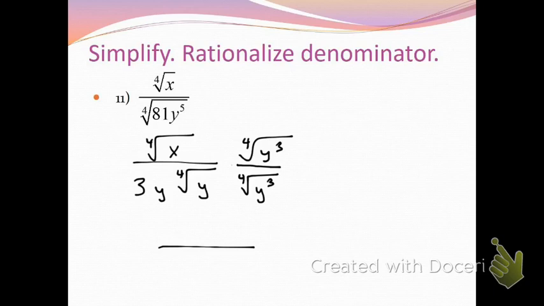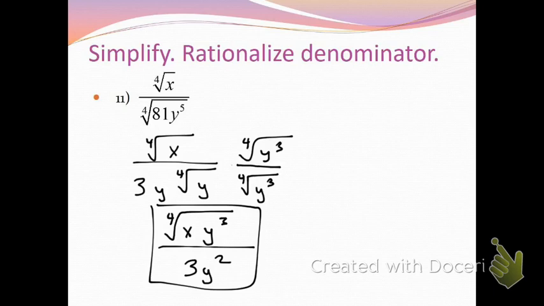It's okay. Peyton? I think the new denominator would be 3y squared, right? Correct. Because look, this becomes a y times 3. And in our numerator, 4th root of x y cubed.